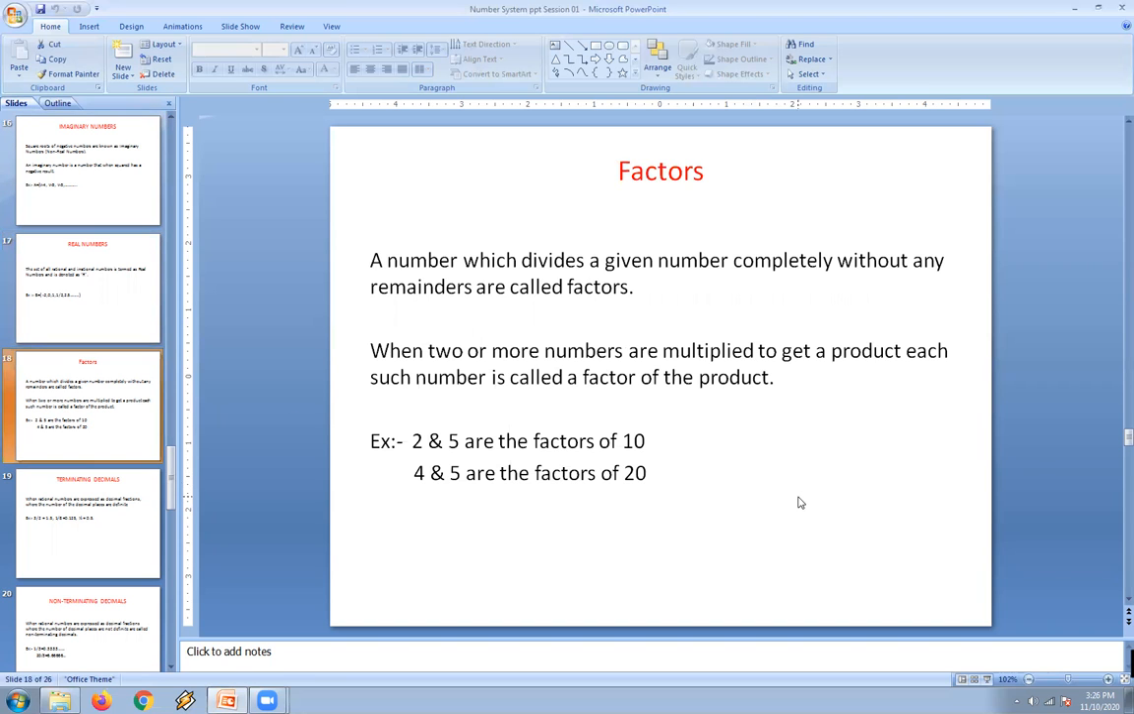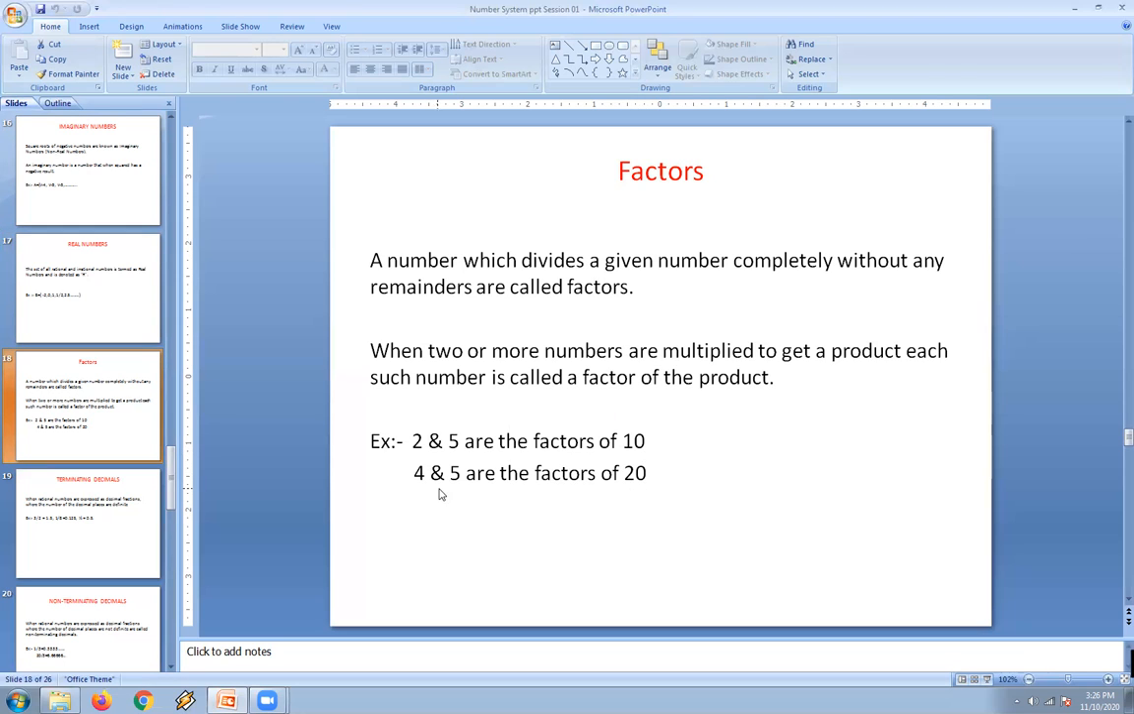And next one is called factors. A factor is a number which divides a given number completely without any remainder. When two or more numbers are multiplied to get a product, each such number is called a factor of the product. For example, if you want to see the factors of 10, the numbers which divide 10 are 2 and 5. These are the factors of 10.